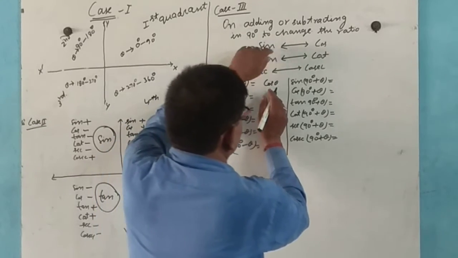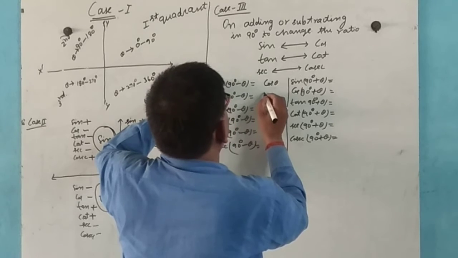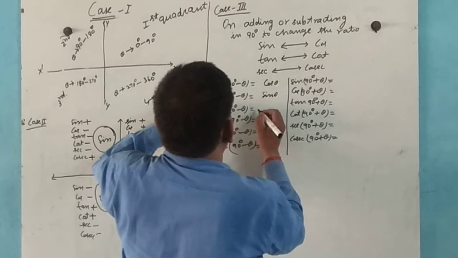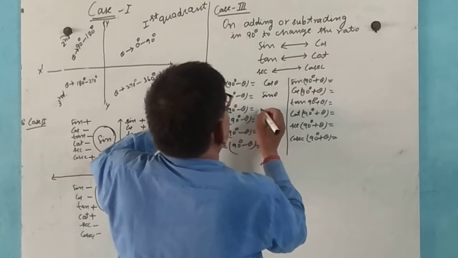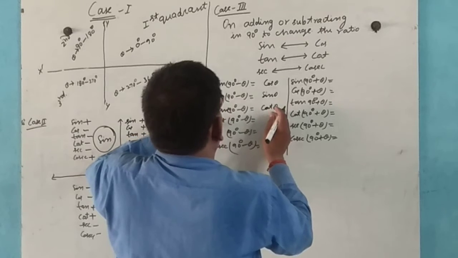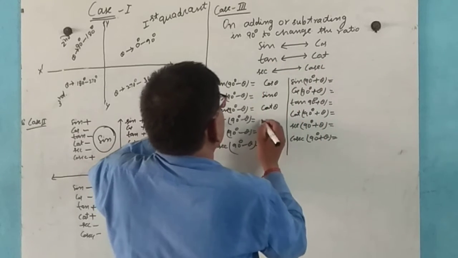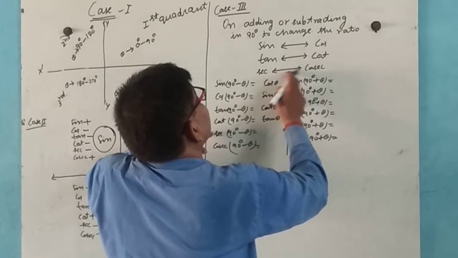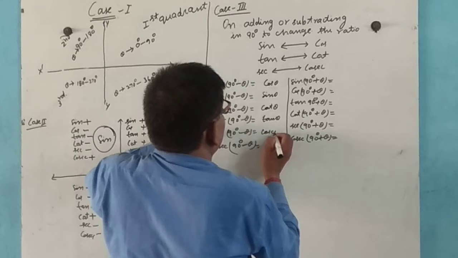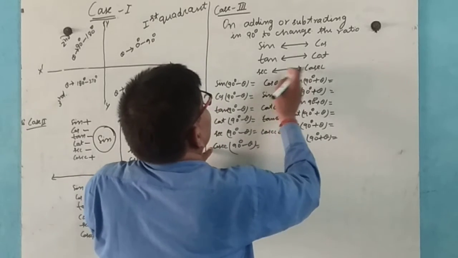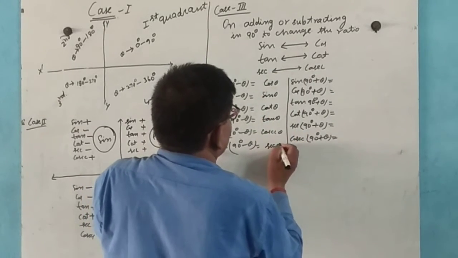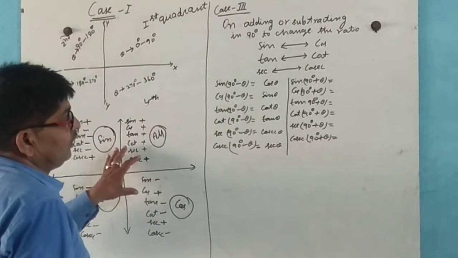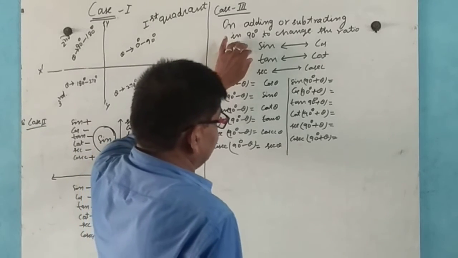sin 90 minus theta equals cos theta, cos 90 minus theta, cos का क्या होगा, sin theta होगा, tan 90 minus theta बराबर what, cot theta. अब cot 90 minus theta equal to tan theta, sec 90 minus theta equal to cosec theta, and cosec 90 minus theta equal to sec theta. This sign change with the help of this, and the other change with the help of this.